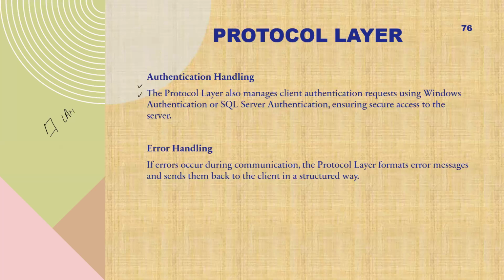Now, authentication handling is also there. The protocol layer also manages authentication. What does authentication mean here? Secure access to the server. They are going to authenticate the credentials, the user and password, in the protocol layer. Error handling is also part of the protocol layer. If any error occurs during the communication, the protocol layer is going to throw the error message and send it back to the client.